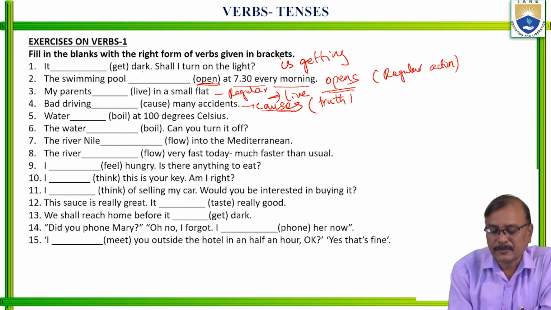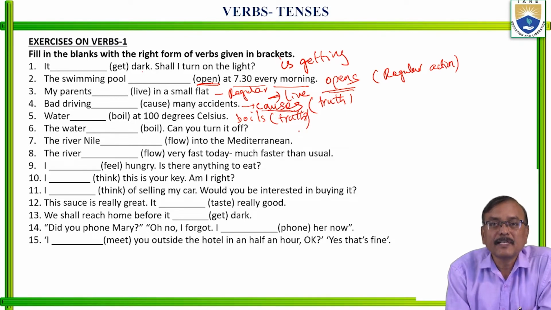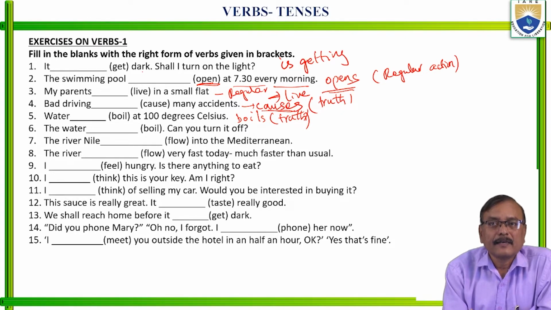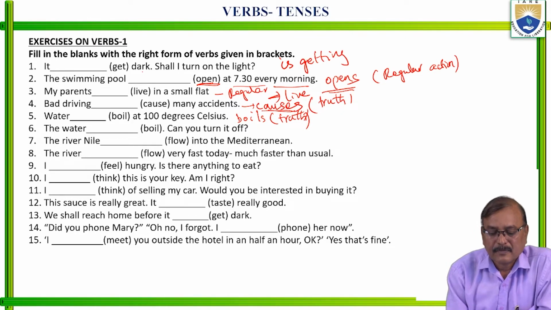So this is also a truth, a scientific truth. So what is that here? Do form or does form. Water boils at 100 degrees Celsius. This is also a scientific truth. Don't say it will boil at 100 degrees Celsius because it is a scientific truth. Whoever boils here, it boils. It boils at 100 degrees Celsius.